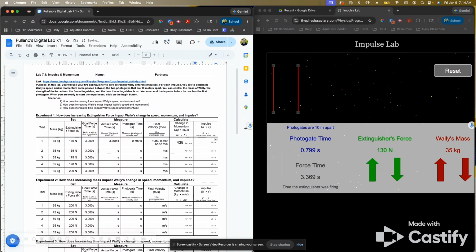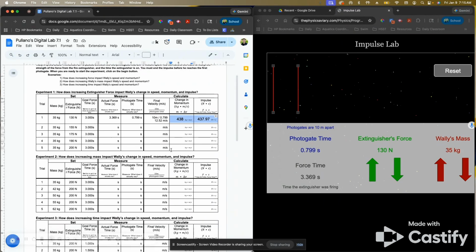And then I'm going to do the same thing with my impulse using the force of the extinguisher, which in this case was 130, times my actual force time. That's important, not the goal one. So it would be 130 newtons times 3.369. And that gives me 437.97 newton seconds. And you'll notice that these two numbers should be really close together, right? So showing that the change in momentum is equal to the impulse. It just depends on how we're going to calculate one or the other. Remember, they're equal to each other.